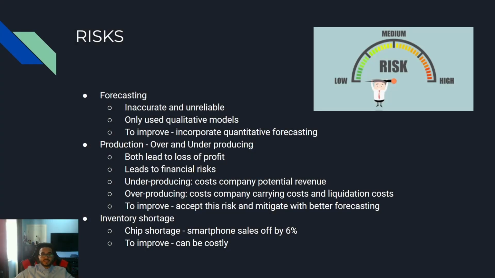So there were many risks in the simulation that needed to be accounted for. The first risk is inaccurate forecasting. Inaccurate forecasts can be costly to a company in terms of underproduction and overproduction, which I'll get into shortly. Bad forecasting is also a sign of bad data, which is costly to fix.